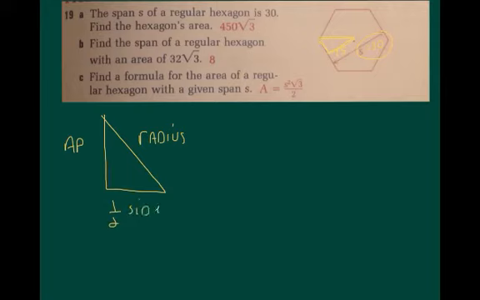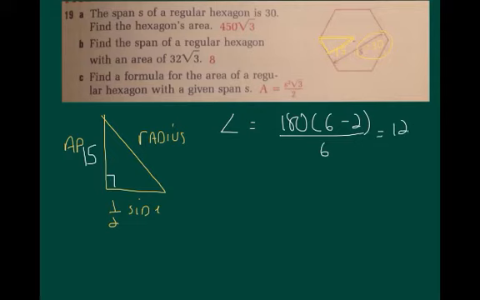Okay, let's go through and try and solve this. If we know that the span is 30, the apothem is going to be 15, and that's a right angle. We also know that the radius bisects the side, and in a hexagon, the radius bisects an angle. And in a hexagon, the angles equal 180 times n minus 2 over n, which is 120. If I bisect one of these 120-degree angles, then I'm going to have a 60-degree angle down there, which gives me a 30, 60, 90 triangle.